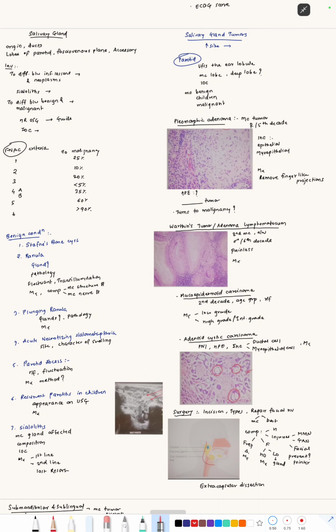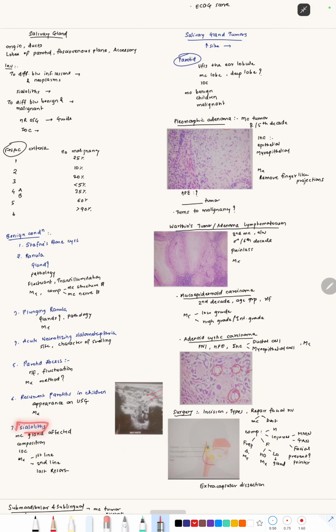Then recurrent parotitis in children is seen at about 3 to 6 years of age. It is unexplained, and the appearance on the ultrasound is called the snowstorm appearance. The management is long-term IV antibiotics, and endoscopic washout should be given.